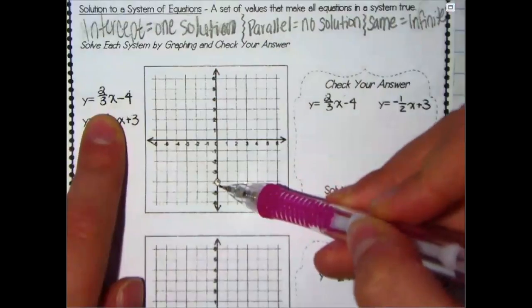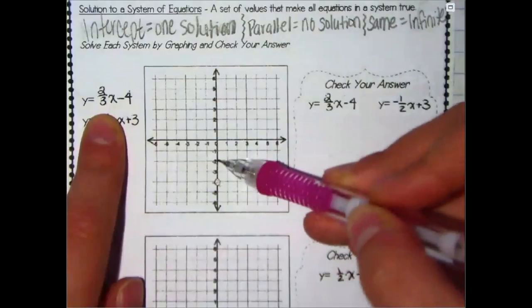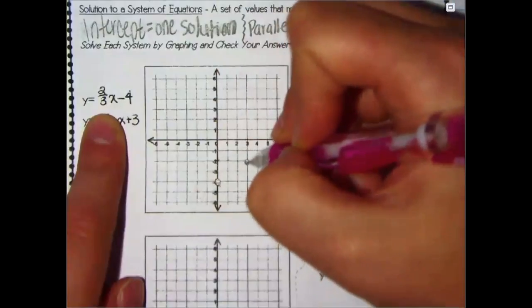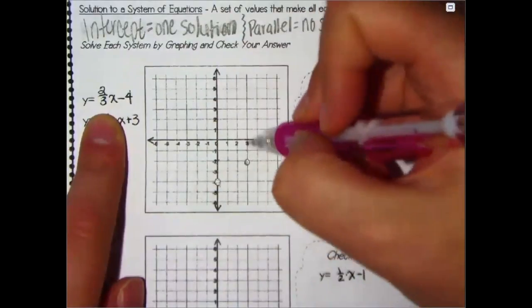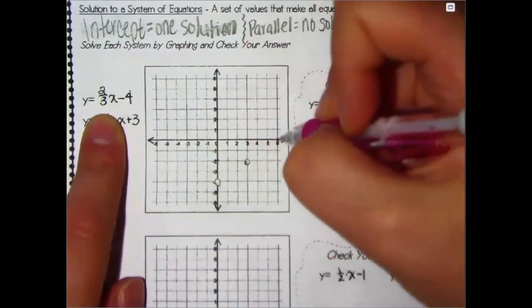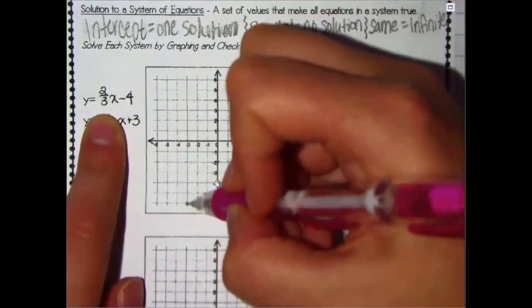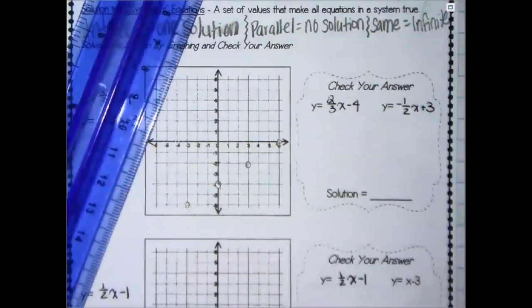What's my slope? 2/3. So my change of y is 2: 1, 2. My change of x is 3: 1, 2, 3. Both are increasing, or you can decrease and decrease. 1, 2, 1, 2, 3. So I'm going to connect those dots and make myself a nice little line.